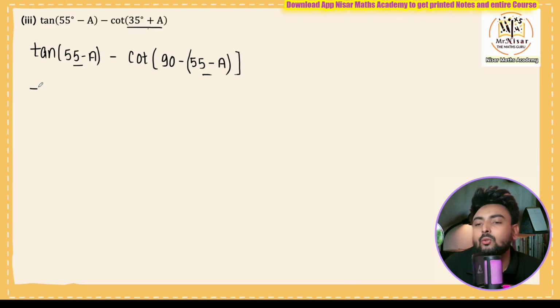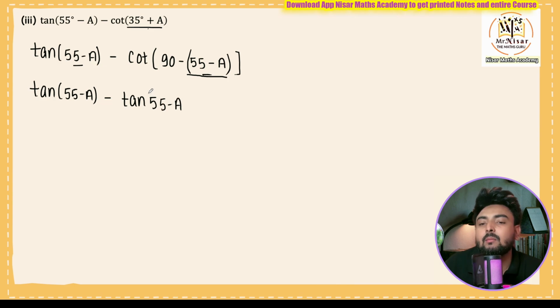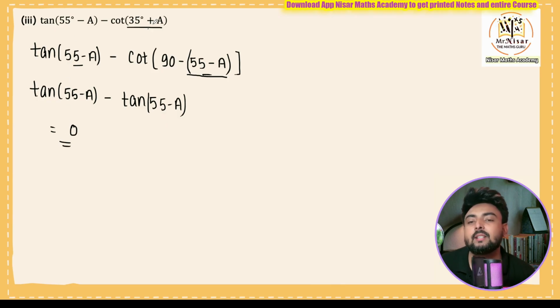Then you will get a hint from there as well. So tan 55 minus a. Now cot 90 minus theta becomes what? Cot is complementary to tan. So cot 90 minus theta is tan theta. And what is the value of theta here? Theta is this much. So tan 55 minus a and tan 55 minus a, both are going to cancel to become 0. Actually, cot 35 plus a, its complementary is tan 55 minus a. These both are one and the same, and that's why the answer will result as 0.